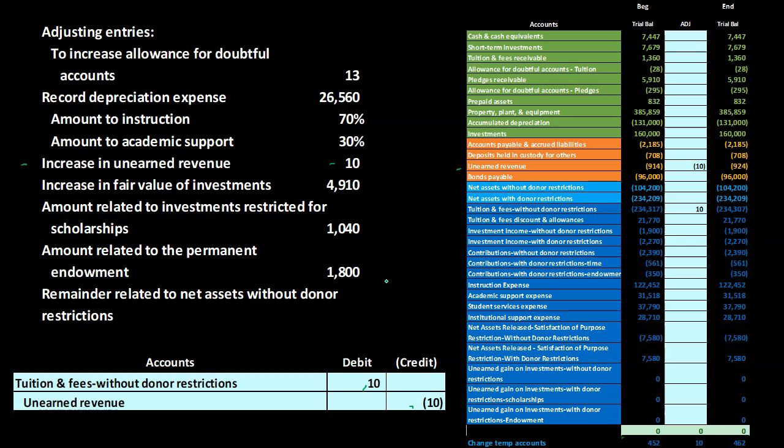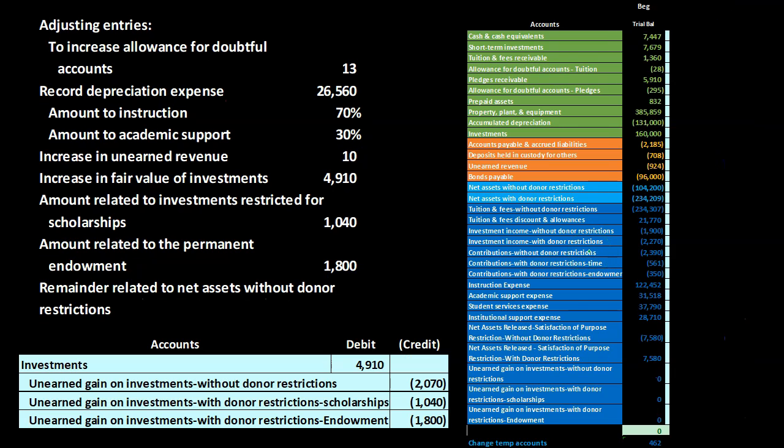Posting this out then would look like this. We're going to say the tuition and fees is going to be the debit. We have a credit here. We're going to debit it, making it go down. The credit goes to unearned revenue. It has a credit balance. We're going to credit it to bring it up in the credit direction.